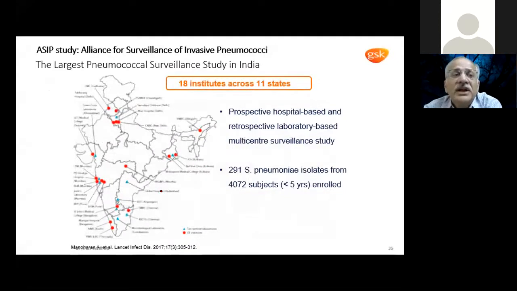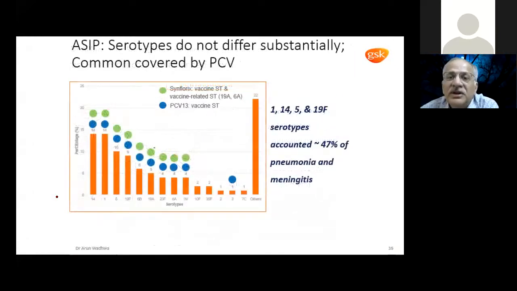So a little more detail about the ACIP study. ACIP is the Alliance for Surveillance of Invasive Pneumococci, because this was the largest pneumococcal surveillance study in India. It was done in 18 institutes across 11 states. And it is a hospital-based prospective study. And interestingly, this was done by GSK. Okay, so this was sponsored by GSK, and these were the results.